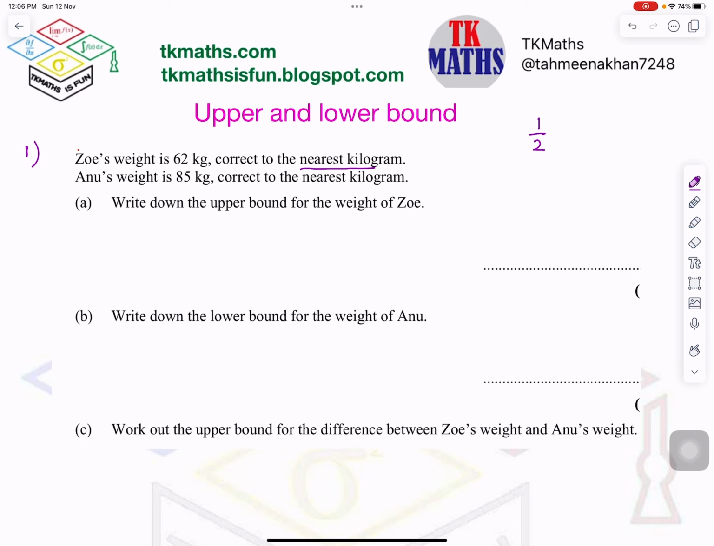If the same question was given corrected to 1 decimal place, then I would have taken 0.1 divided by 2. At the moment it is corrected to the nearest kilogram, so 1 divided by 2 is 0.5. So 0.5 I will subtract or add to get the lower and upper bound.